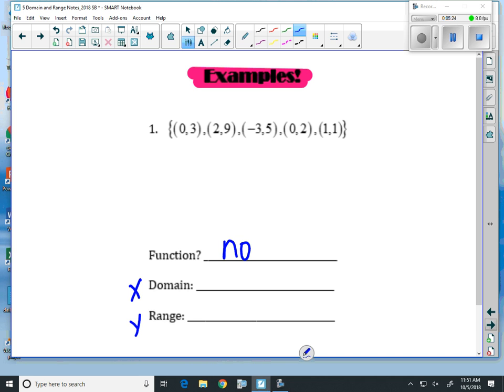Here is how we write the domain for this. Since it looks like this, we're just going to list the numbers. We're going to list 0, we're going to list 2, -3. Do we need to list 0 again? No, we don't. And 1. All right, the range is just your Y values. Again, if there's a repeat, then you don't need to write it. No repeat on those.